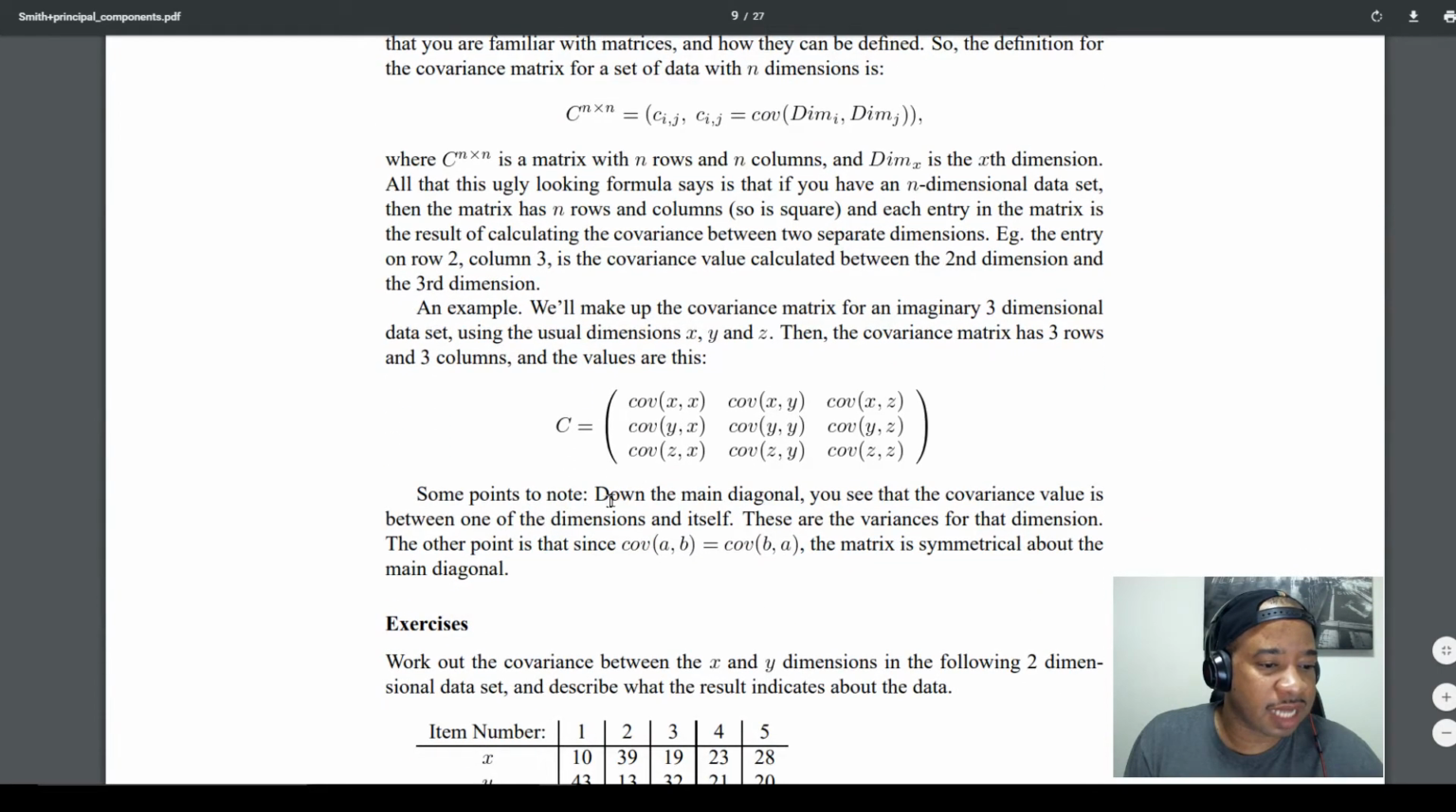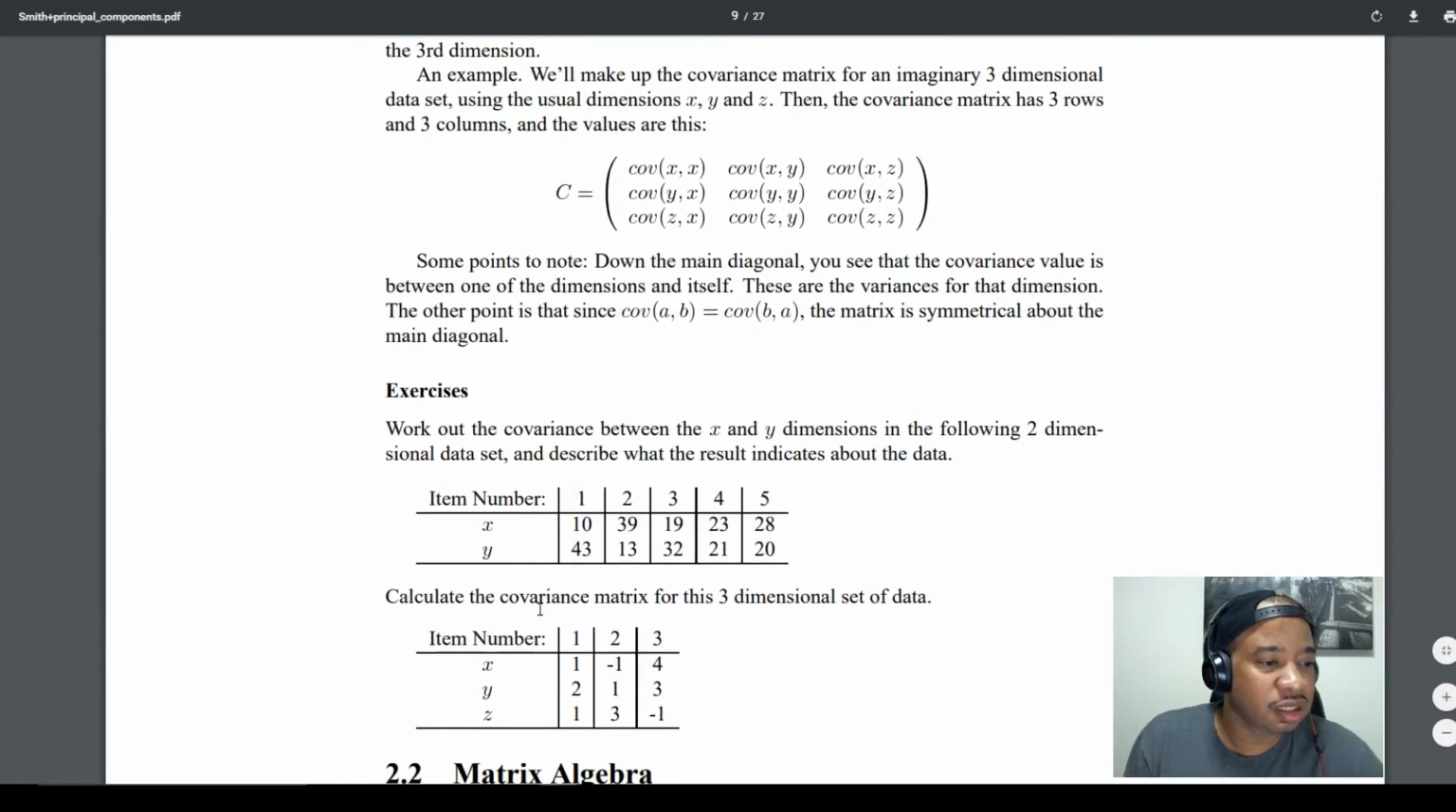So to calculate that, we create a huge matrix with all the possibilities. Some points to note: down the main diagonal you will see the covariance value between one dimension and itself, which is the variance for that dimension. The other point is that cov AB is equal to cov BA. The matrix is symmetrical about the main diagonal.